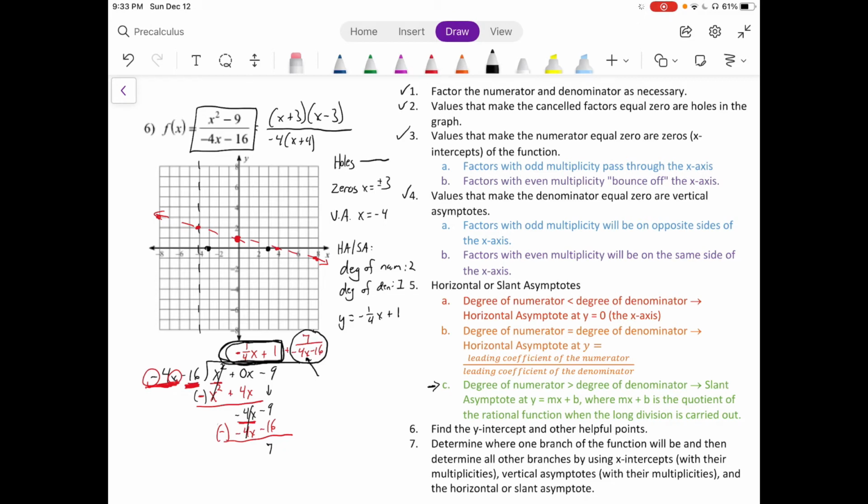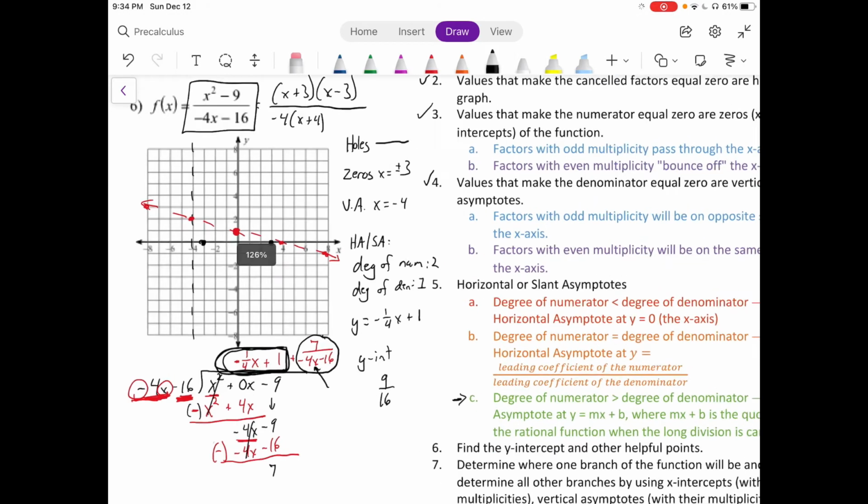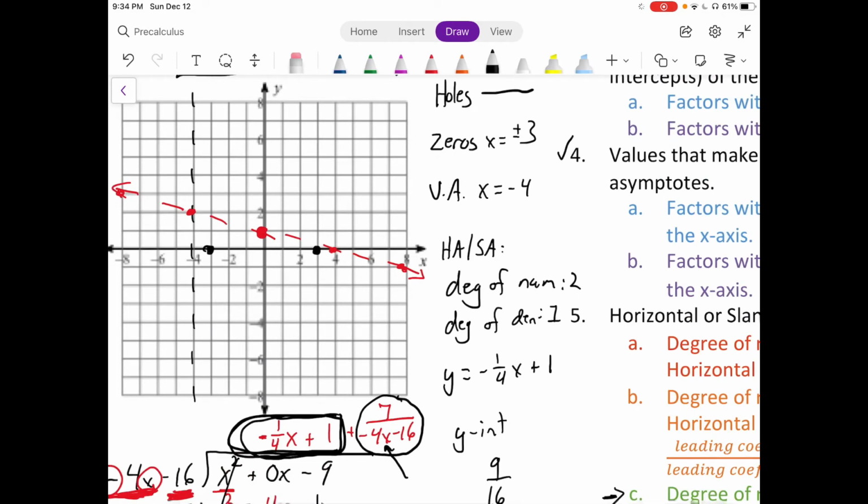So now let's see if we can find the y-intercept. Y-intercept is when we plug in 0 for x. So if we plug in 0 for x, looking back at our original, that term will be nonexistent, so you get negative 9 over negative 16, which is 9/16. So 9/16. I'm going to zoom in to graph that. It's a little above half. All right, let's figure out what our graph looks like here.